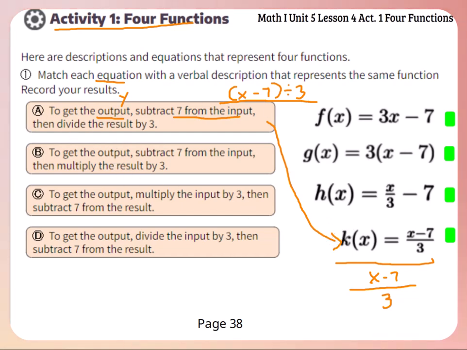Now let's go to B. To get the output, remember output is y. We're going to subtract 7 from the input. So we're still starting with x and subtracting 7. But then we're going to take the result and multiply by 3. So put that in parentheses. Everything has to be multiplied by 3. And I see that straight across right here.